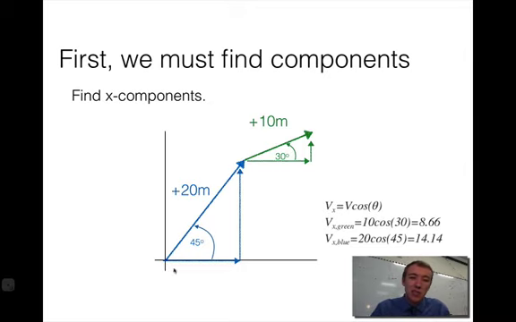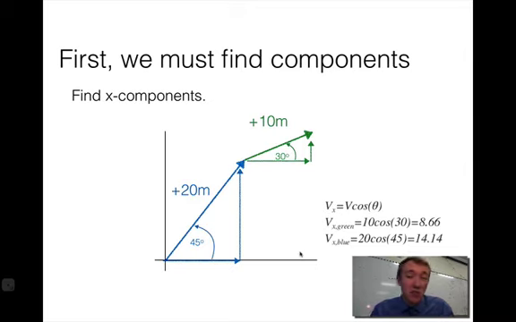The x component is the adjacent component vector. And so we can take the length of this vector here, the magnitude, multiply that by the cosine of the angle, and we get the x component. So for your green vector here, that x component is 8.66. And for the blue vector, that x component is 14.14. So I'm going to write those down. Make sure you get this equation down in your notes.